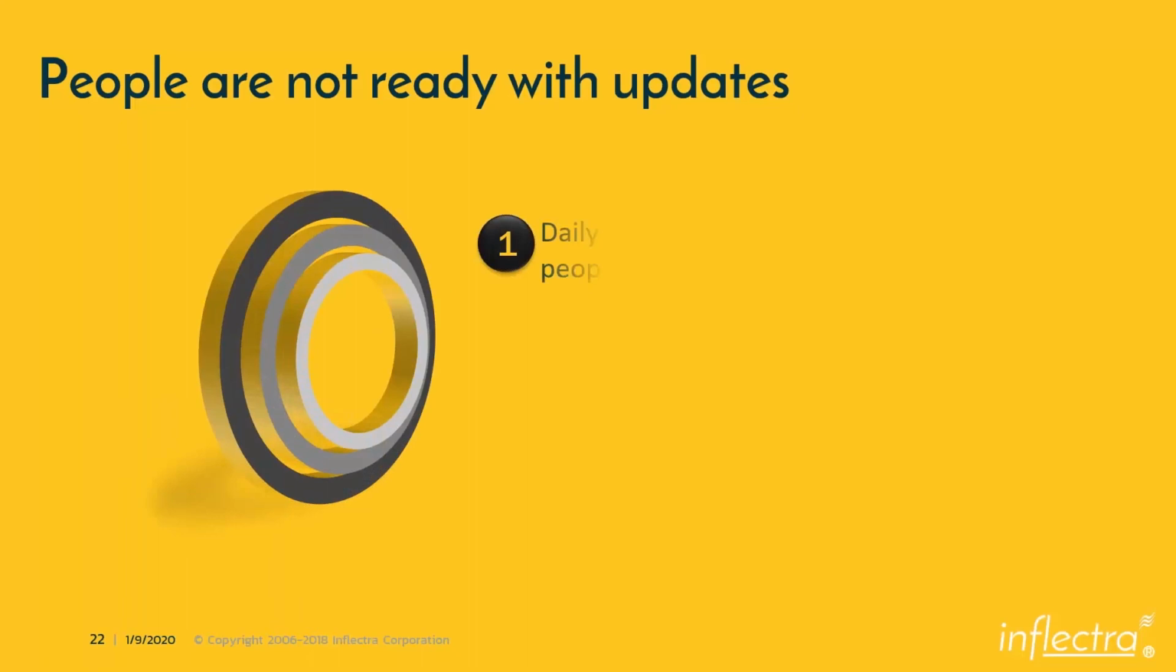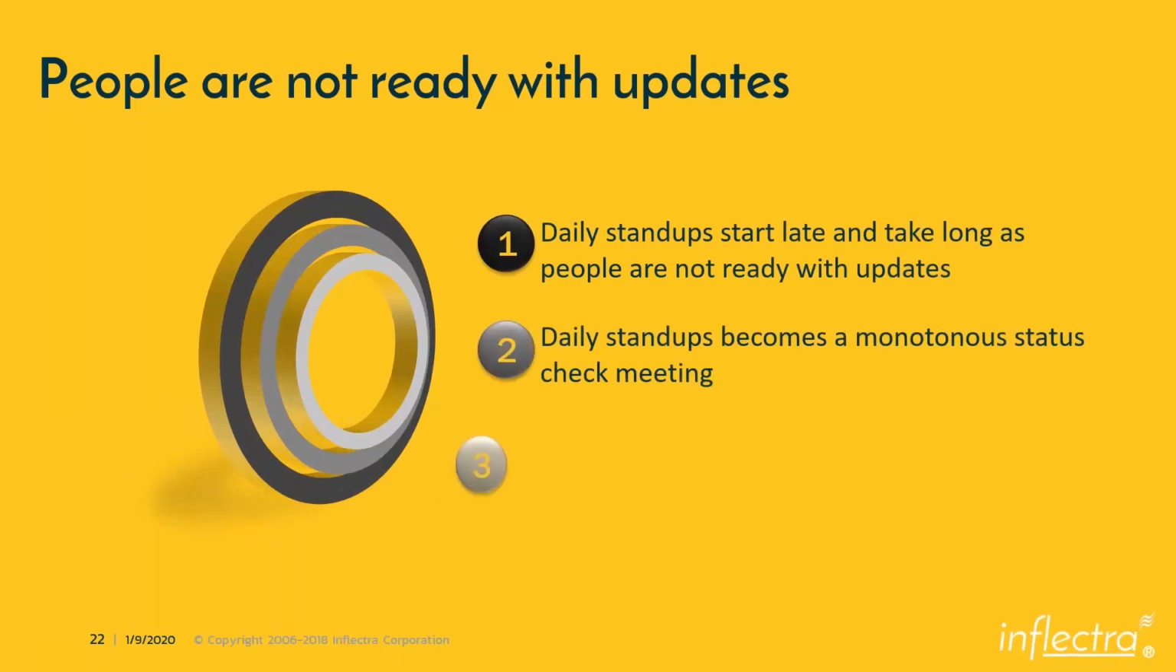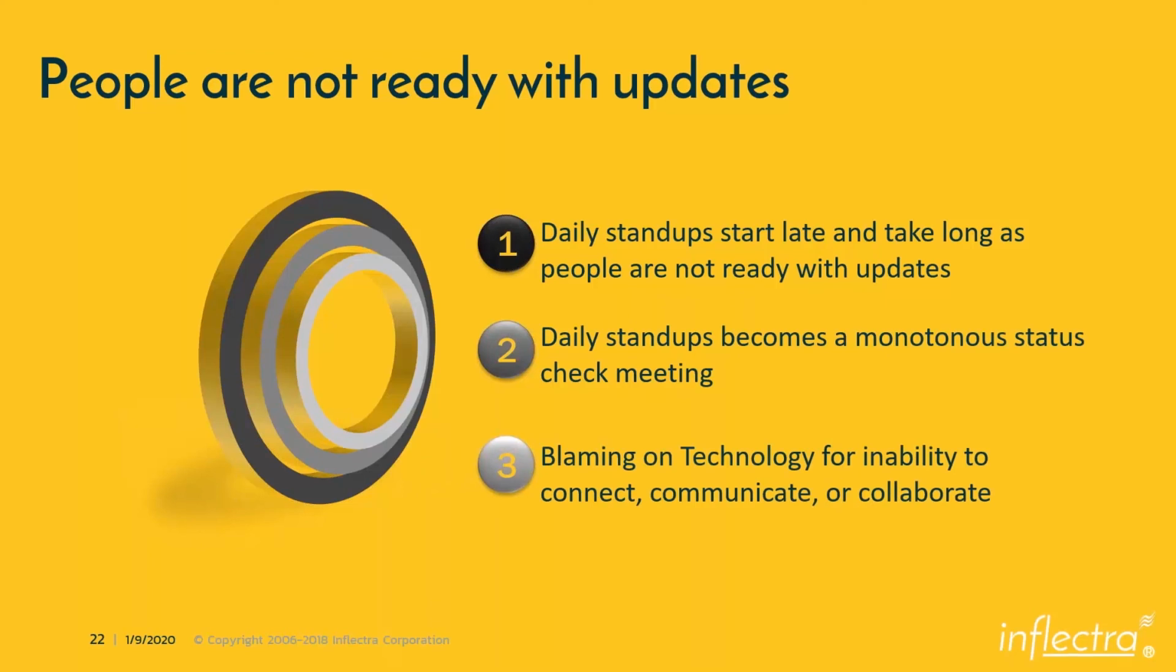Okay. So how are these things manipulated in different ways? When people are not ready with the updates, the daily stand-ups start late. They are not ready, so they don't have that investment to come on time. And they take as much time as possible because they are converting the daily stand-up into a status check meeting or a problem resolution kind of meeting. Daily stand-up is primarily meant to answer those important 3 questions. What did you do yesterday? What are you going to do today? What are the impediments? We need to actually focus on those things. But if that's not happening, it's not a daily stand-up.